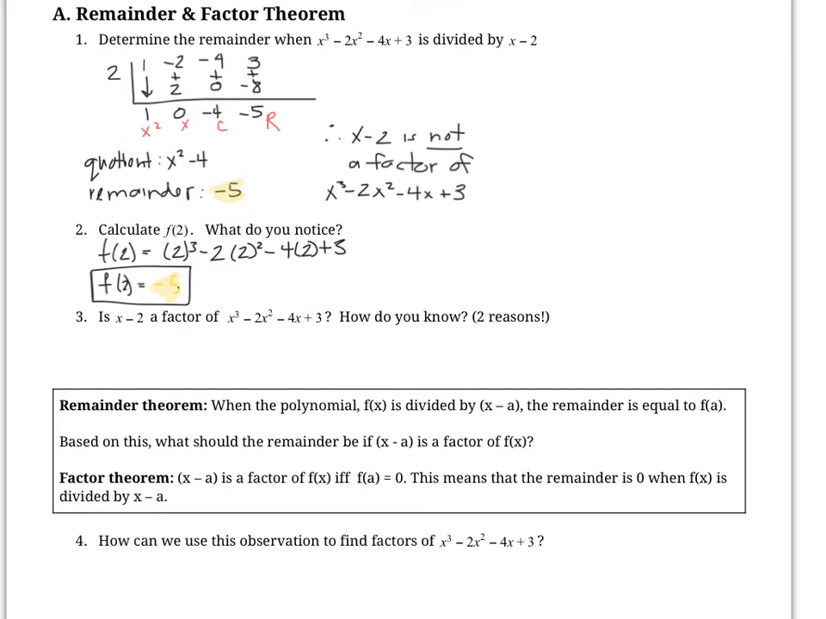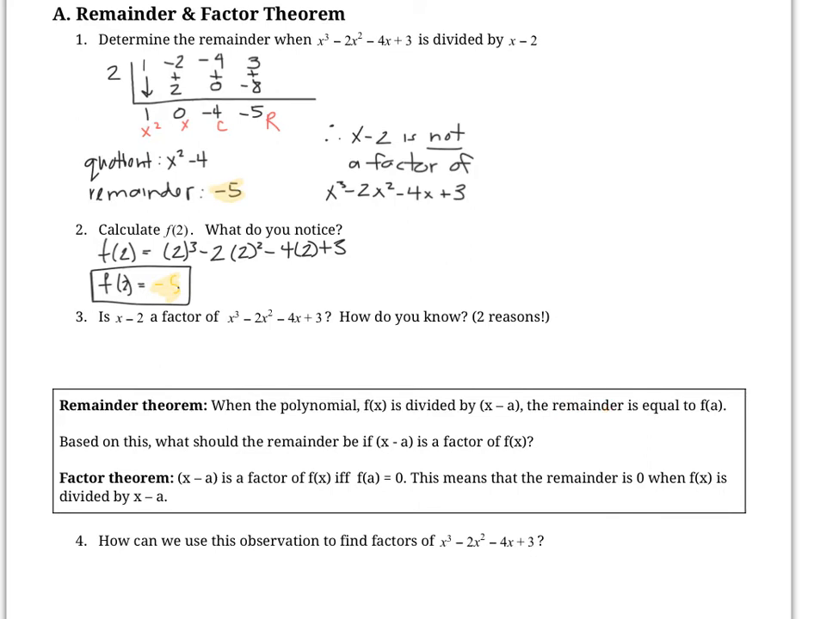The remainder theorem states that when a polynomial f of x is divided by x minus a, the remainder is equal to f of a. So we're talking about a linear divisor here, and if we plug in the 0 or the root of that divisor, we will get the remainder. So it's sort of like a shortcut.